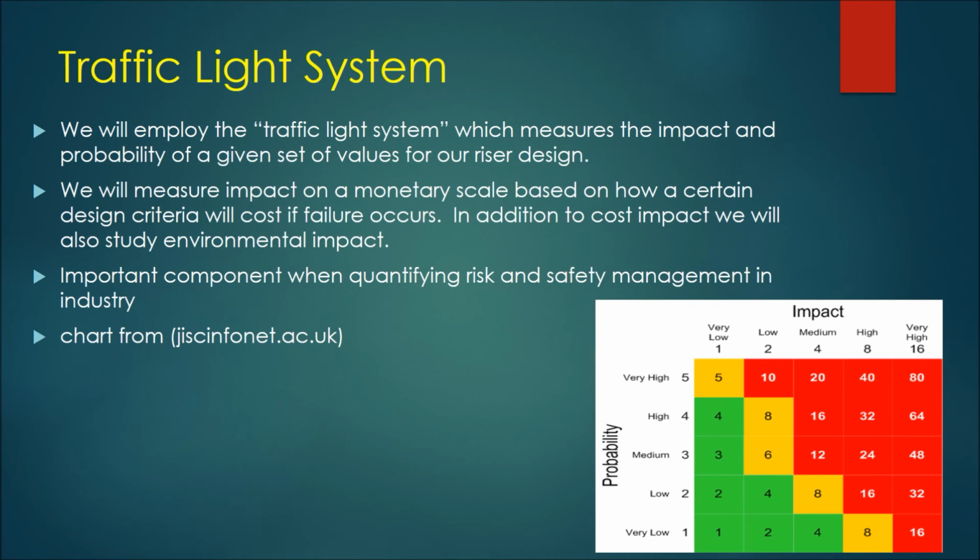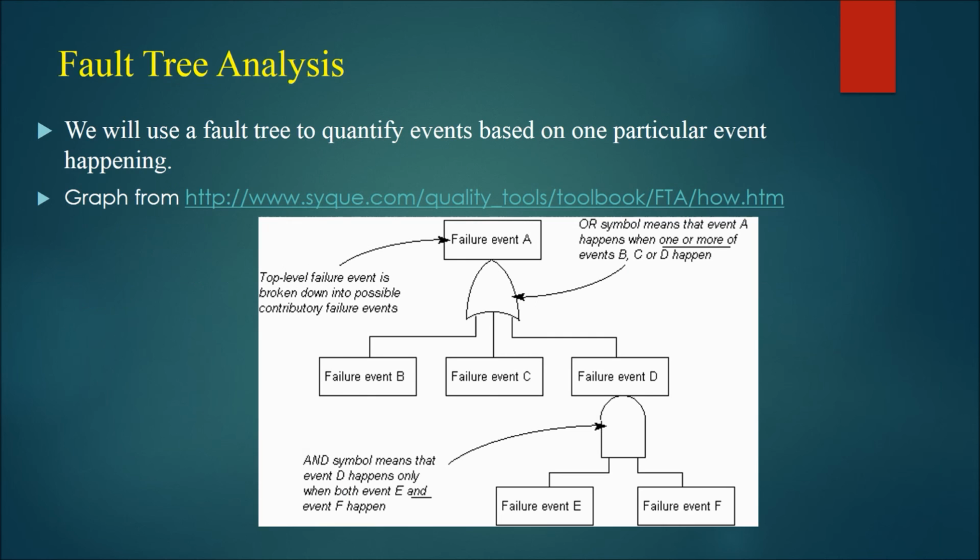We will employ the traffic light system, which measures the impact and probability of a given set of values for our riser design. We'll measure the impact on a monetary scale based on how much a certain design criterion will cost if failure occurs. In addition to cost impact, we will also study environmental impact. We can measure unexpected and expected events in a traffic light system. We'll also use fault tree analysis, which quantifies events based on one particular event happening.